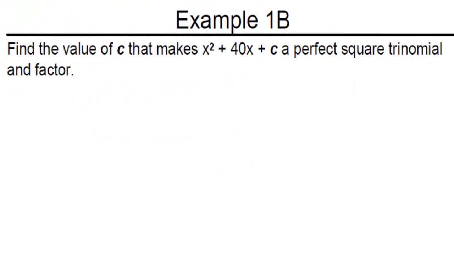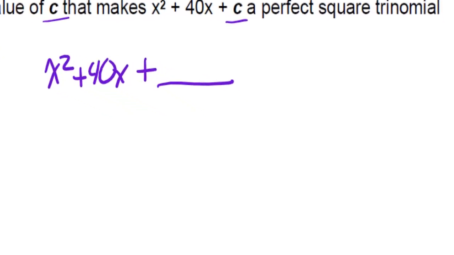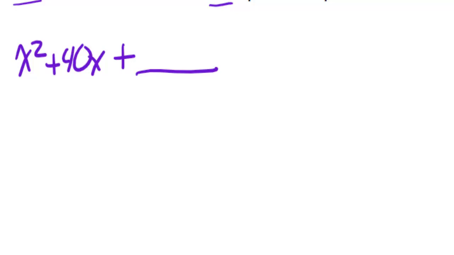So we have example 1b. We're asking the same question, find the value of c, which is right here, that makes a perfect square trinomial. So x squared plus 40x plus what value, and then we want to factor. Now if you think you know how to do this, go ahead and pause the video for a second and see if you can come up with the value of c.